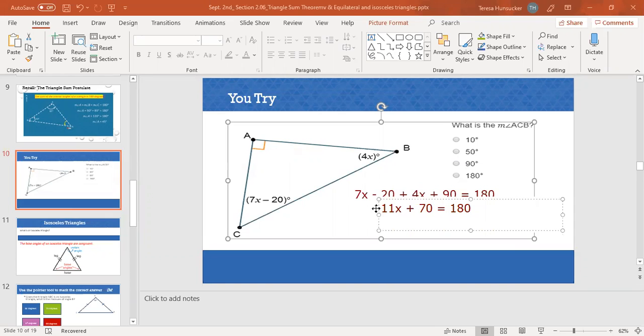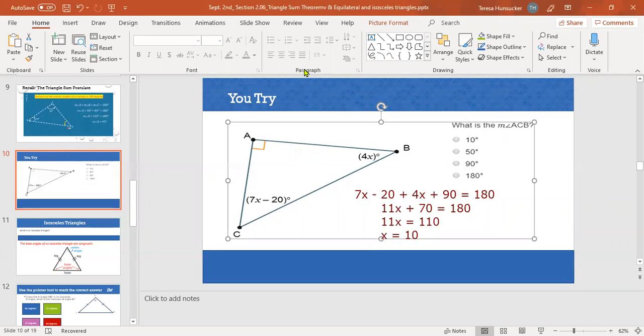And then solving for x, you get 11x plus 70. So you get 11, and you're going to subtract 70. So 11x equals 70 from 180 is 110. And x will be equal to 10. Be very careful here. I do want to mention, you read the question.